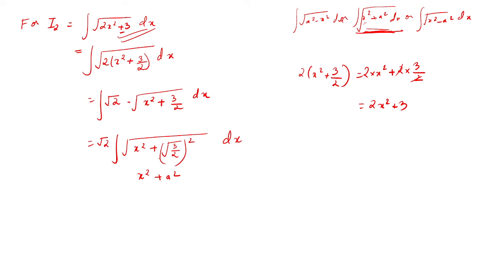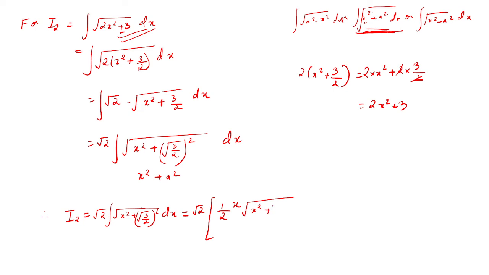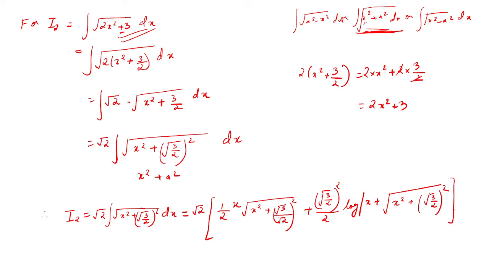Now you go back, what is the formula for x square plus a square? Therefore, I2, which is equal to integral of root of x square plus root 3 by 2, the whole thing square, dx, is going to be equal to, the integration of root of x square plus a square has a form of x by 2 root of x square plus a square, which is x square plus root 3 by root 2, the whole thing square, okay, plus a square, which is root 3 by 2, the whole thing square, by 2 log of x plus root of x square plus a square, which is root 3 by 2, the whole thing square, plus c2.